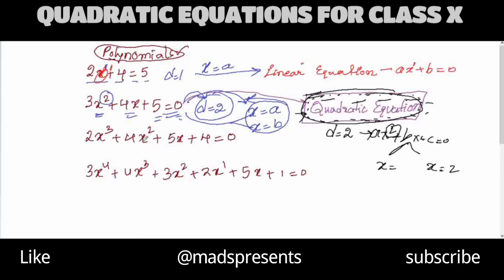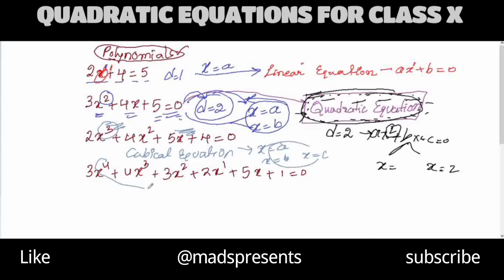Next, come to this equation. Here the highest power is 3. That is called a cubic equation. If you solve this equation, you will get 3 x values. Because the degree is 3, if you solve this equation, you get 3 values.